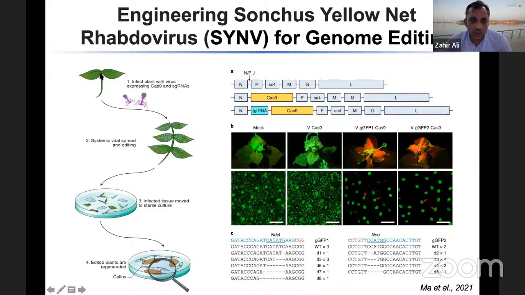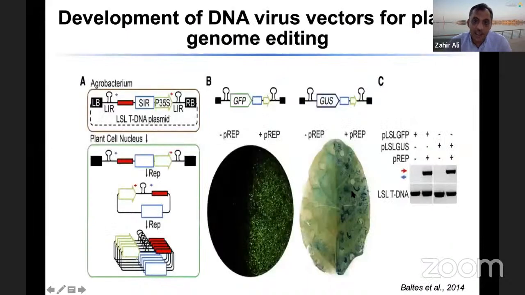So what they did actually, if you have a plant, you just infect it with the clone of Cas9 and gRNA. You just put this virus into the plant, and because this is an RNA virus, it will replicate, and then you can get the new plants from these plants. So this vector system is recently published, and I think it has a good future.